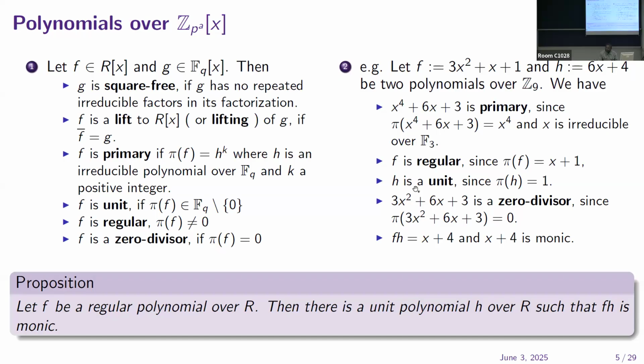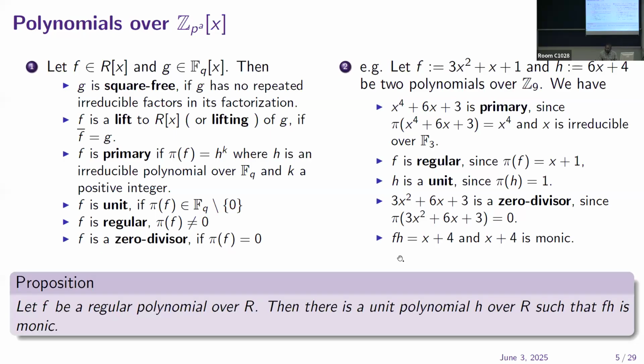H is the unit. F is unique because the reduce of H equals 1. The polynomial 3x squared plus 6x plus 3 is a zero divisor because the reduce of this polynomial is equal to 0.